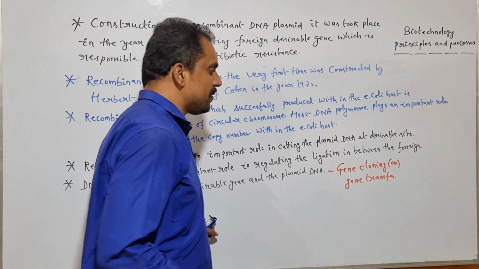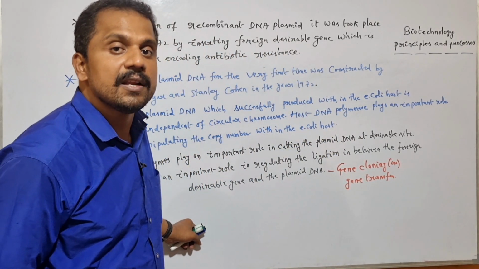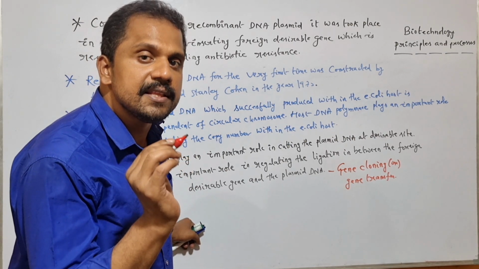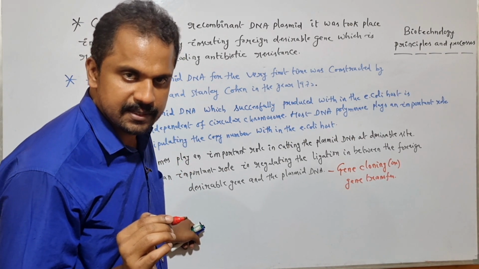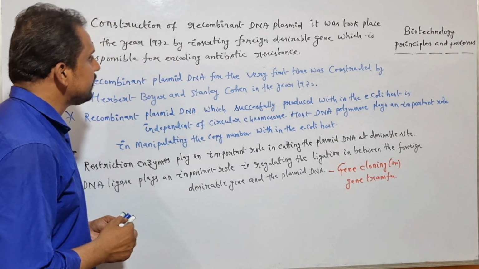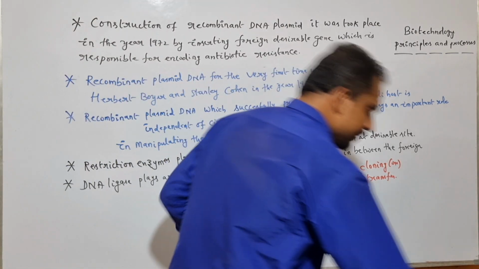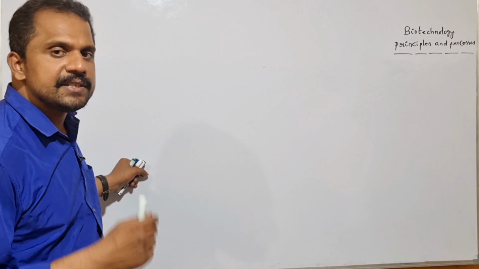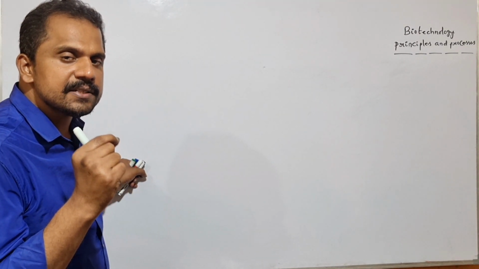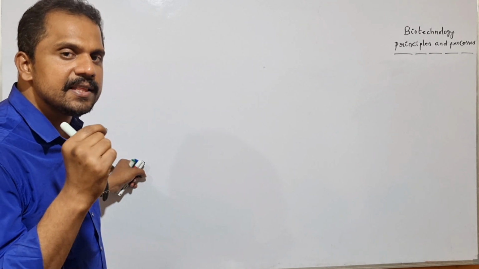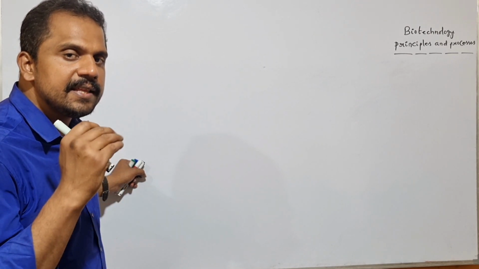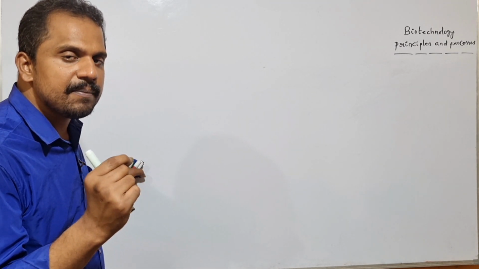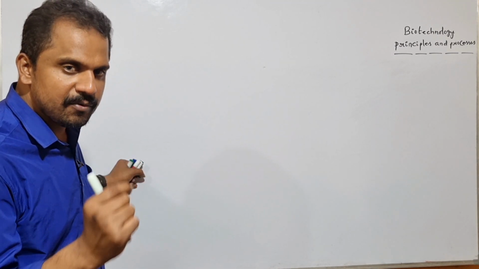Now let us have a look at the various steps which are involved in regulating the formation of the recombinant plasmid DNA within the genetically modified organisms. Is it clear? So let me arrange the things here. If you look at the various steps, there is a requirement of 3 different steps in regulating the formation of recombinant plasmid DNA within the genetically modified organisms.